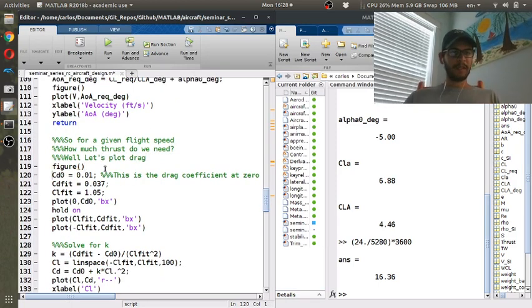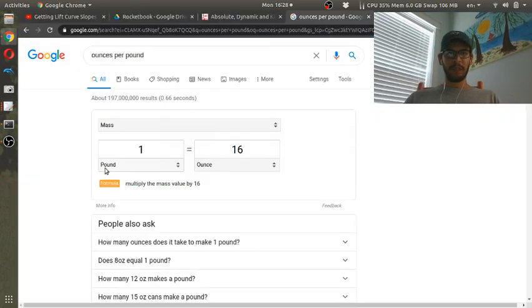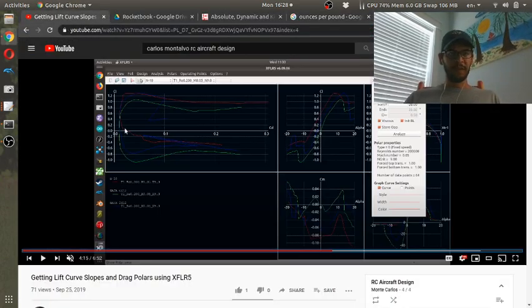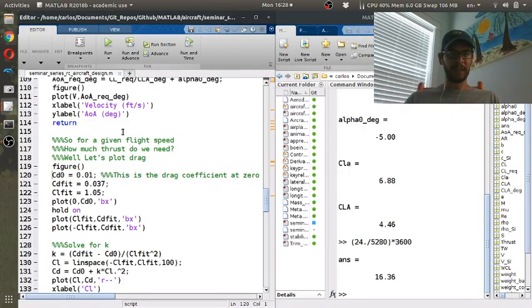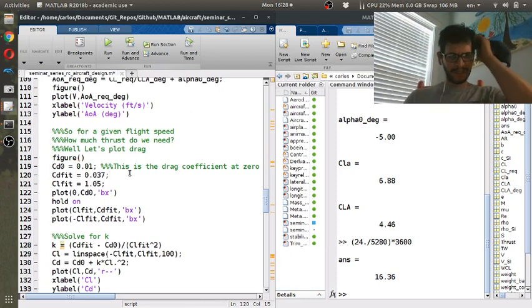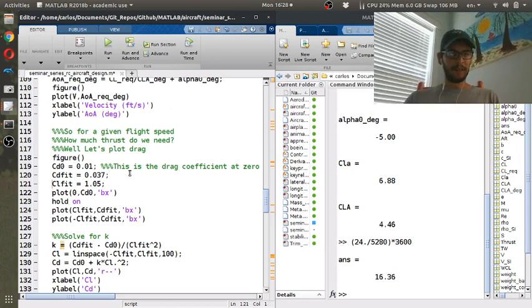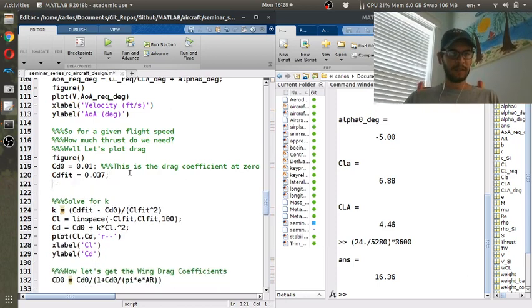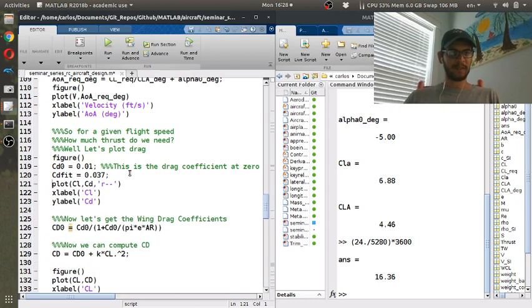So if you look in the video, you have this sort of drag polar, okay? And you can kind of grab your 0 lift. So that's 0.15, 2.5, yeah, so it looks like I got CD 0.01. This is a drag coefficient at 0 lift. Let me get rid of this return. CD fit is 0.037. Not entirely sure what that is. I'm gonna get rid of all of this.